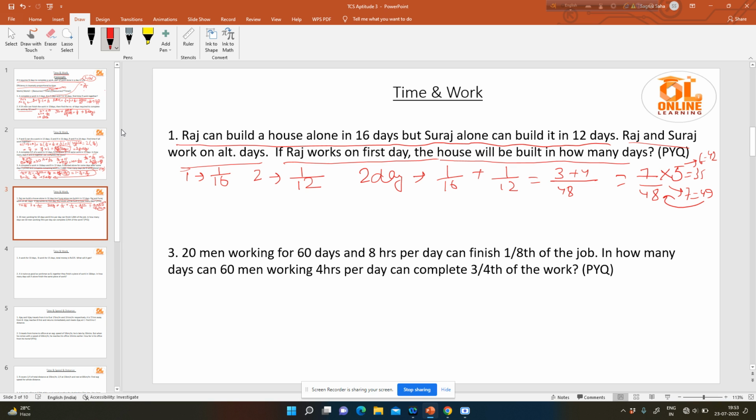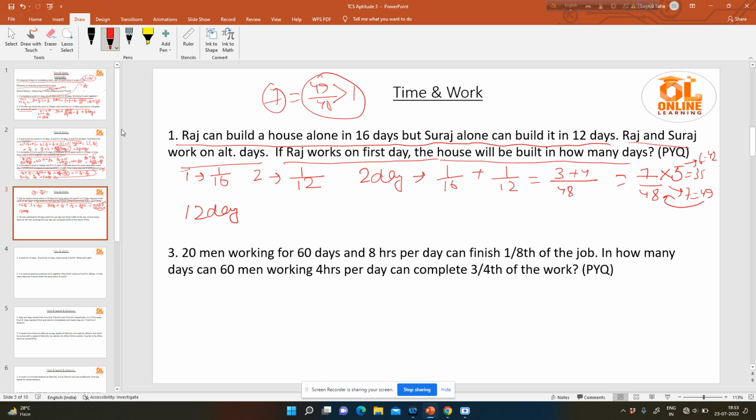Multiplying with 6 means it would be 12-day work. Understood? Because 2-day work is 7 by 48. And then what would be 12-day work? For finding 12-day work, we have to multiply it with 6, because that would be 42 by 48. If we multiply it with 7, it would become 49 by 48, and that would be greater than 1.